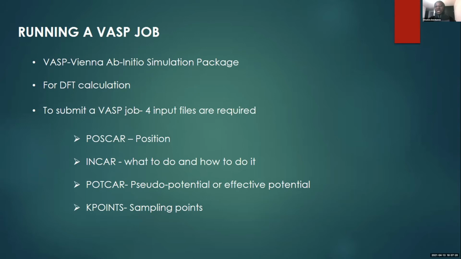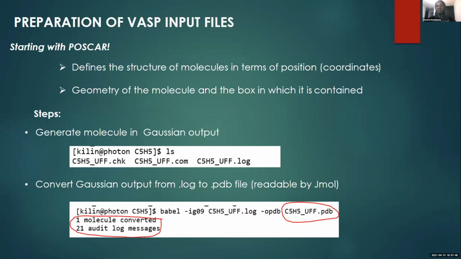I like to think of POSCAR with the mind of position. INCAR sort of tells you what to do and how to do it. It shows you a list of calculations, and you have to figure out which one you want to carry out. POTCAR is the potential, and KPOINTS are like sampling points. It helps you to figure out which points you are interested in for the particular molecule that you are dealing with. Now, we'll start with the POSCAR.